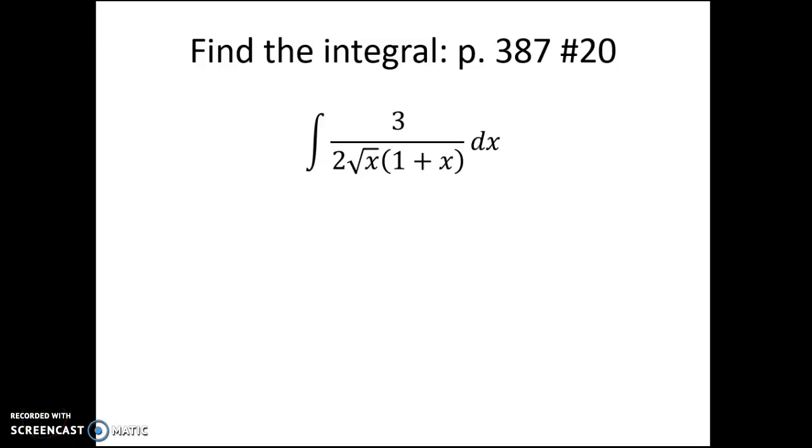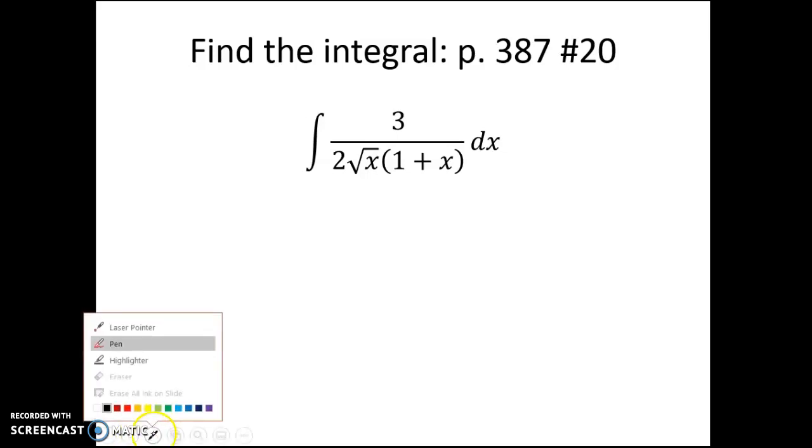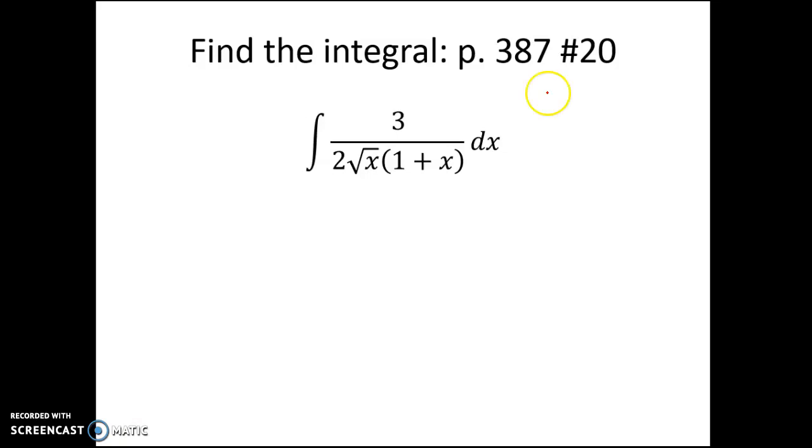Okay, so two examples on integral techniques that I'd like to do in this video. All right, so first find the integral. Okay, now when I look at this, there's not a ton of options for u. So if I were to pick u equals 1 plus x, then du would equal dx. When I look at my u substitution, I would have 3 over 2 root x times u times du.